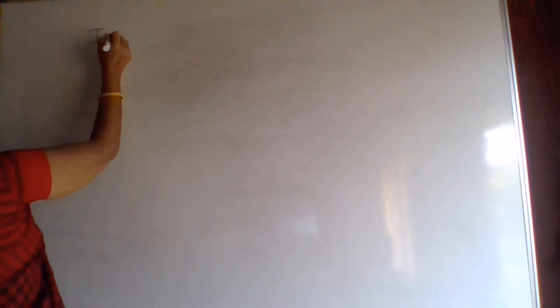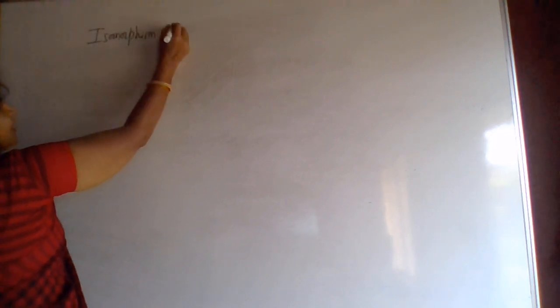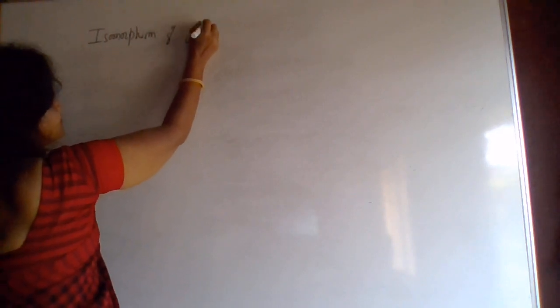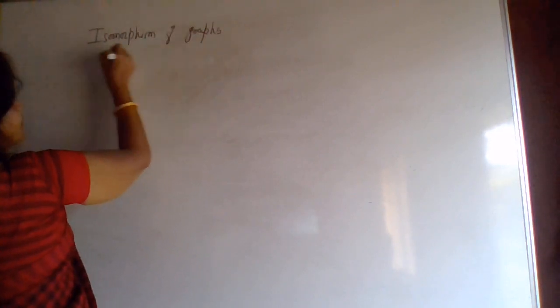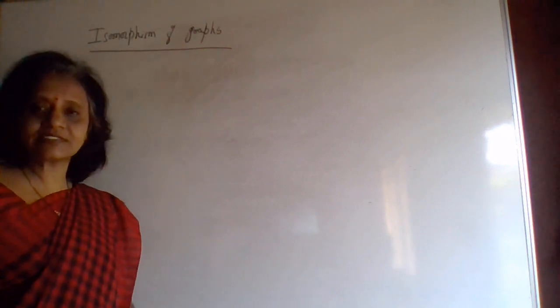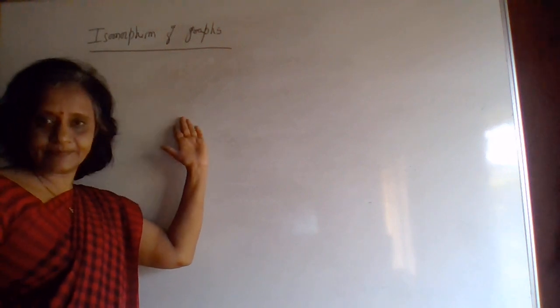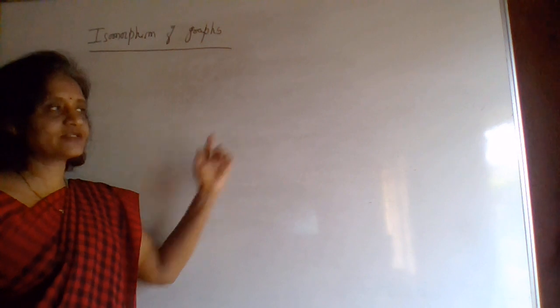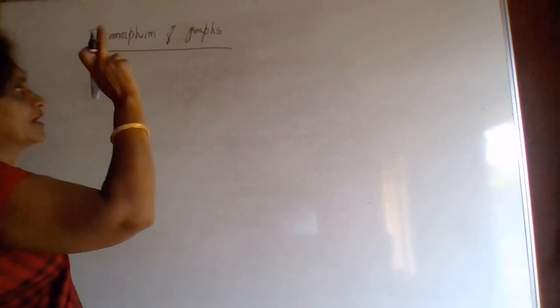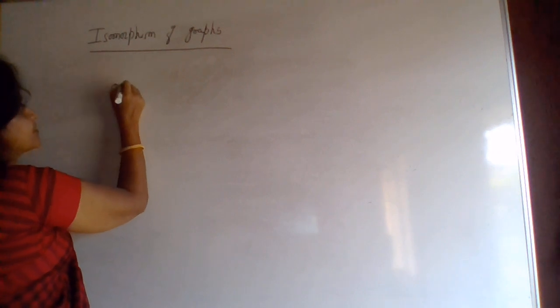Isomorphism of graphs. Now again, before giving you the definition, I will try to explain the concept. Just recollect, we had done isomorphism of groups. It's a similar thing, isomorphism of graphs. Let's have an example. I will try to explain the concept.